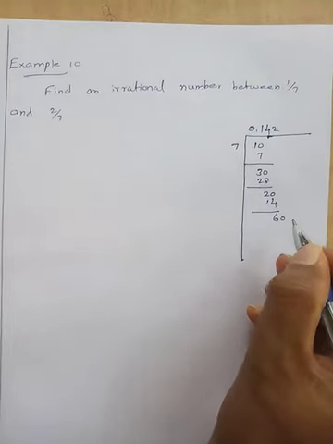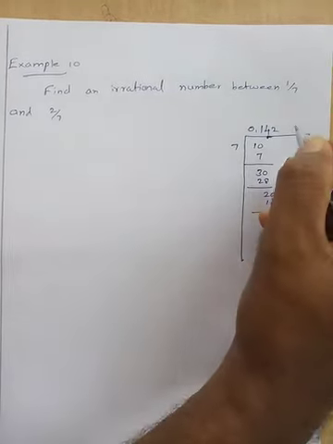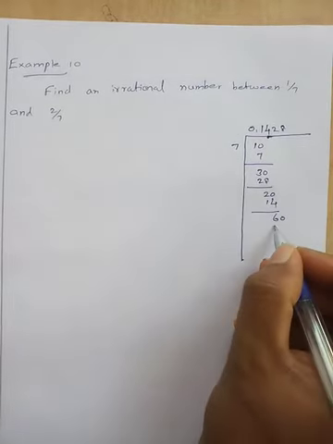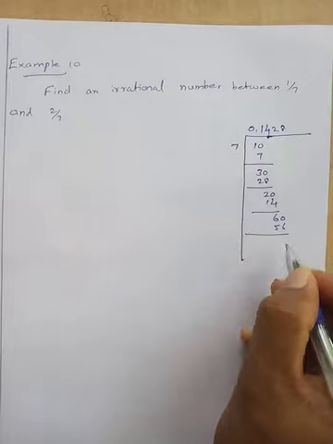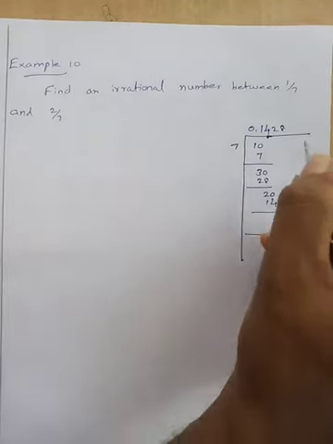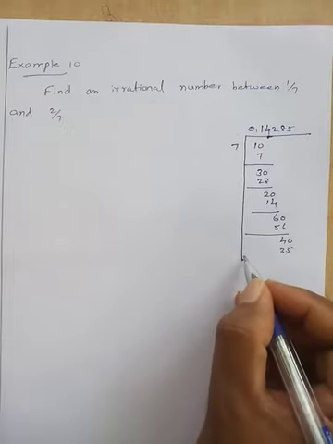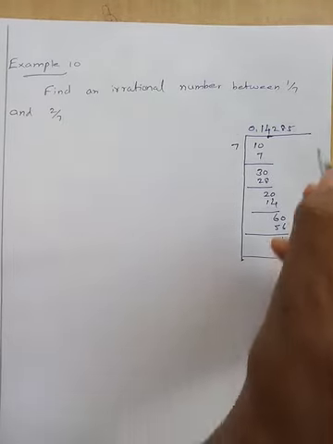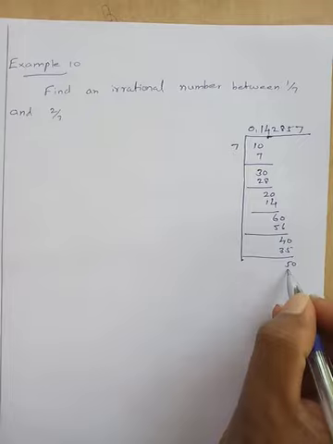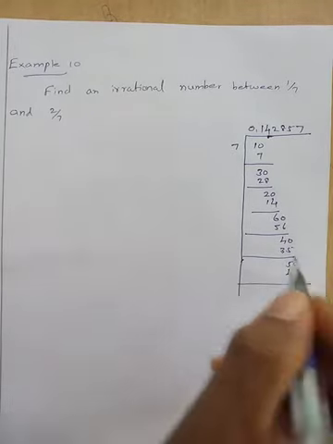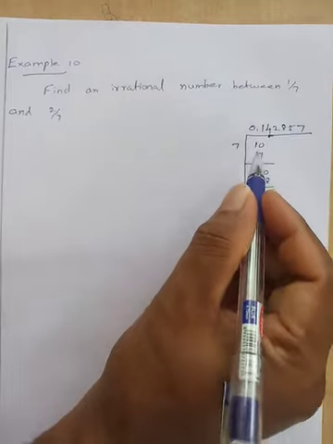Remainder 6, 60, 8 times 56. Remainder 4, 40, 5 times 35. Remainder 5, 50, 7 times 49. Now the remainder is 1, so the first number is also 1.